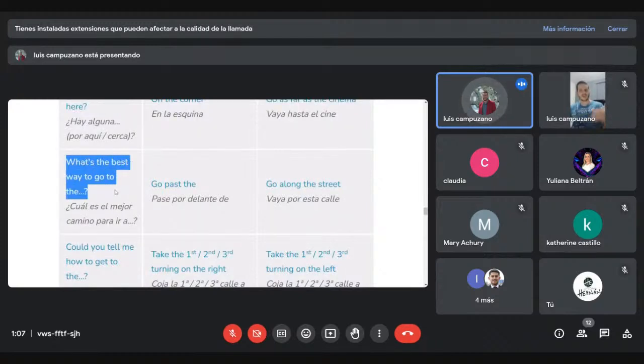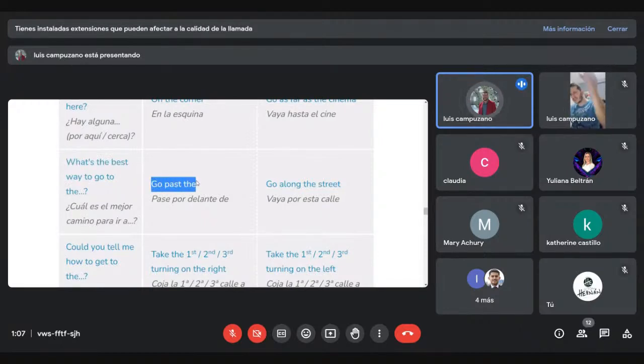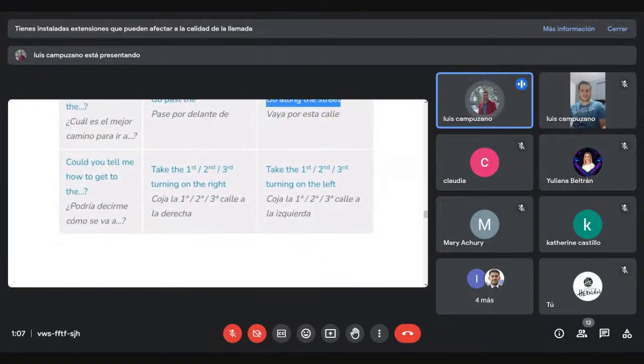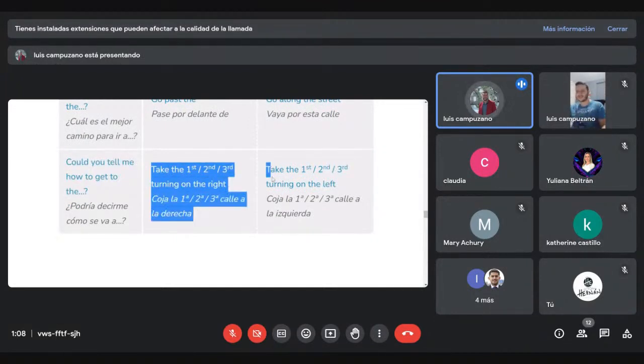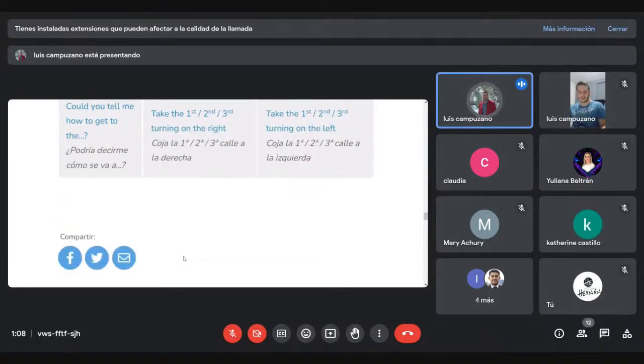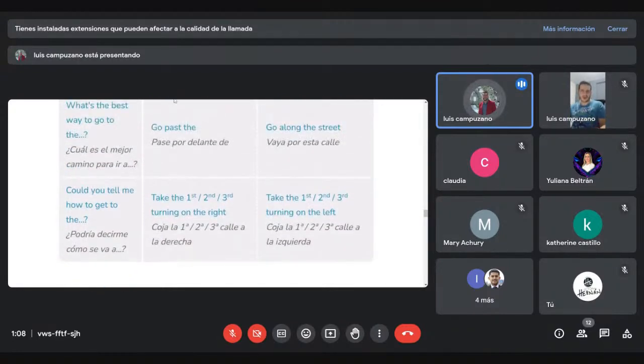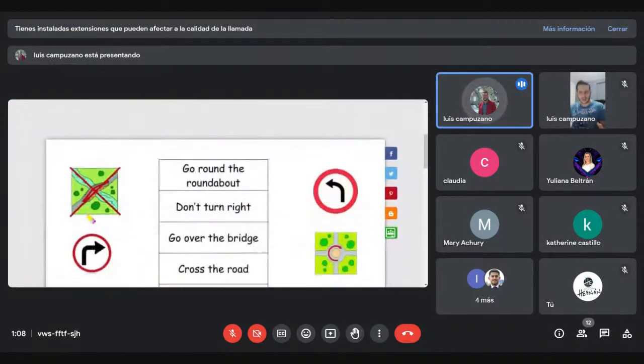What's the best way to go to the...? Go past the... go along the street. And finally, could you tell me how to get to the...? Take the first turn on the left, take the first turn on the right, etc. So not too hard, pretty easy. Let's take a look at some exercises we're going to do, and then we're going to practice together.